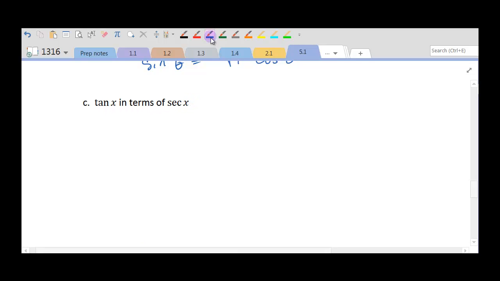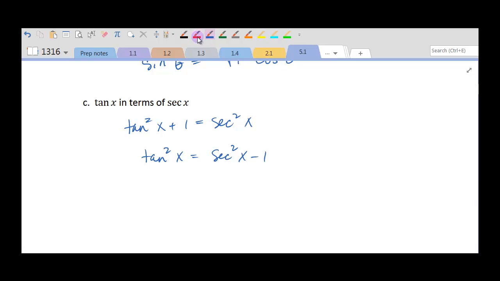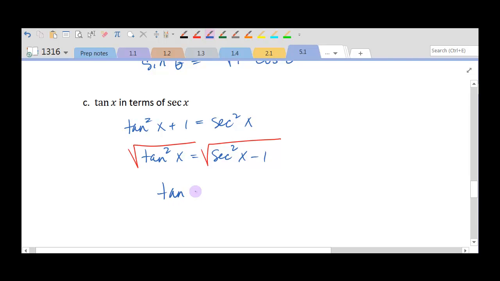Okay, there is a Pythagorean identity that relates these two together. It says tan squared x plus 1 is secant squared x. So if I want to rewrite this only in terms of tan, then I would subtract 1 from both sides. Tan squared x is secant squared x minus 1. Again, take the square root of both sides, and I have just tan x is plus or minus the square root of secant squared x minus 1. And so that's rewriting one function in terms of another.